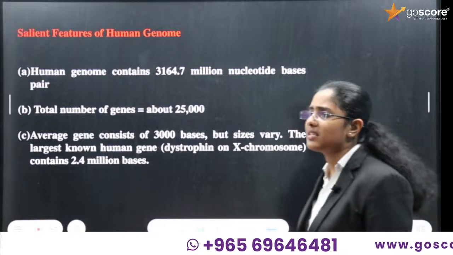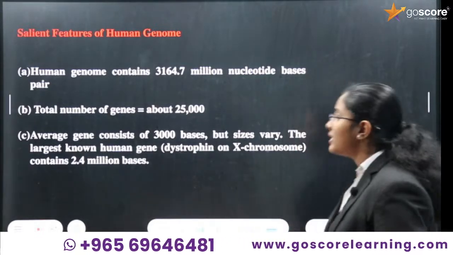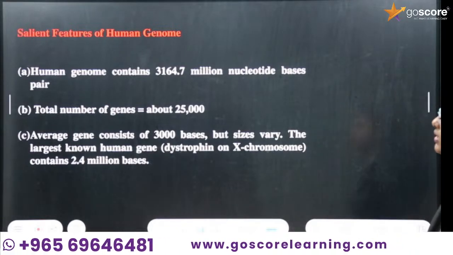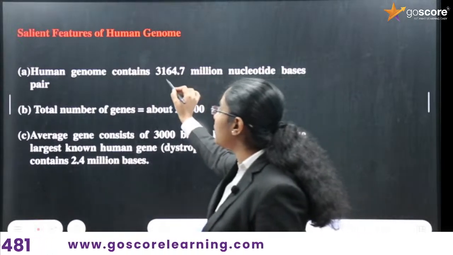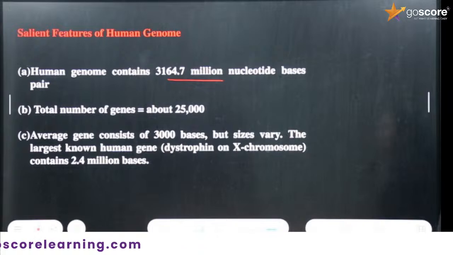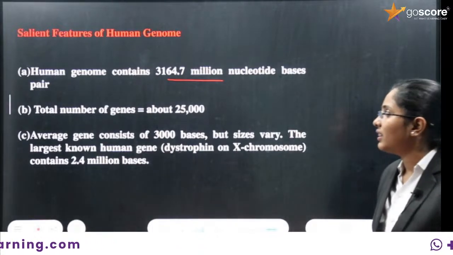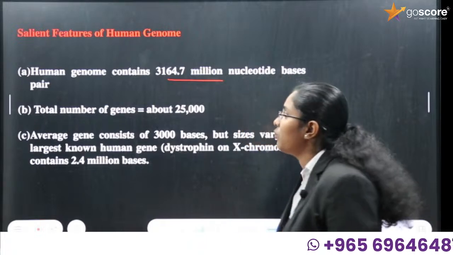Next, you have to study the salient features of the Human Genome Project. What are the different salient features of the Human Genome Project? See, I have told you that there are 3 billion base pairs. In particular, 3164.7 million nucleotide base pairs were there.